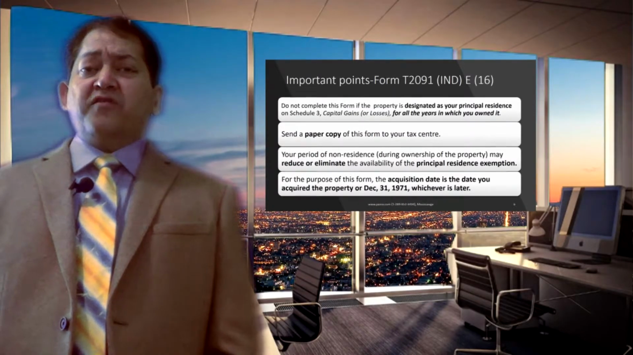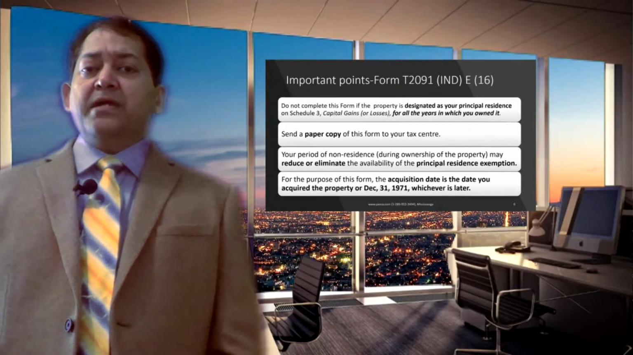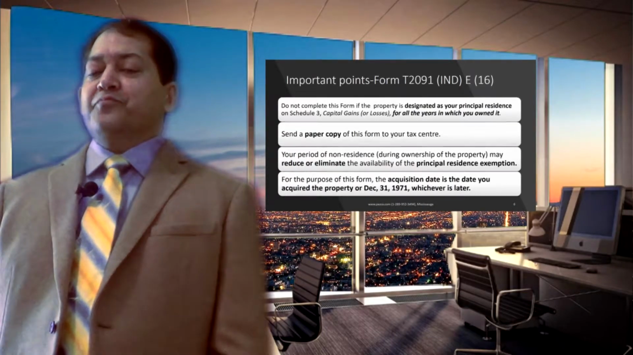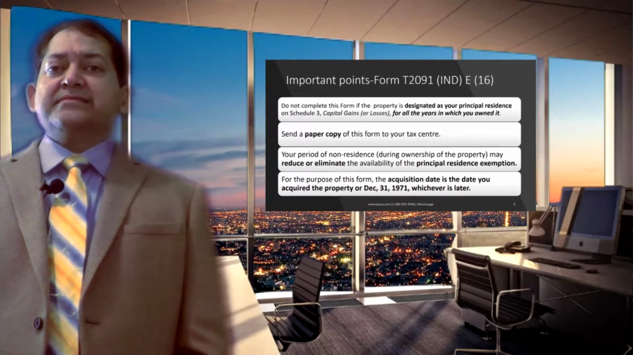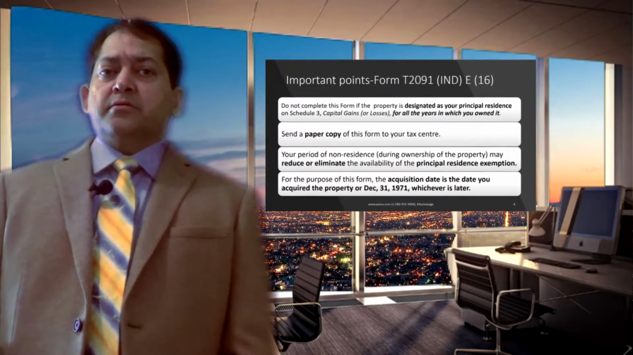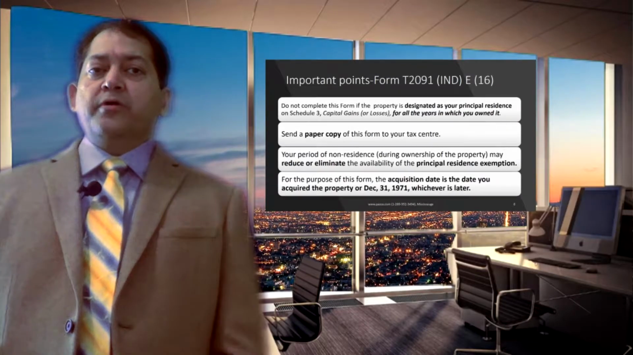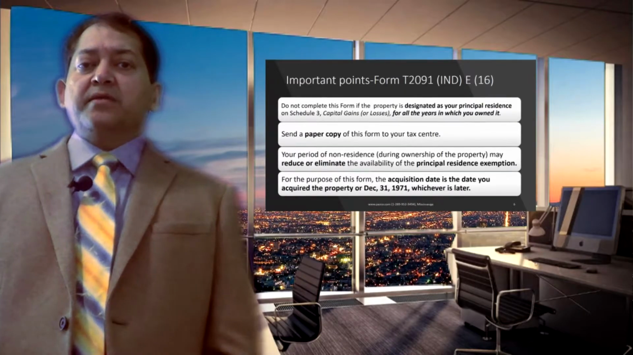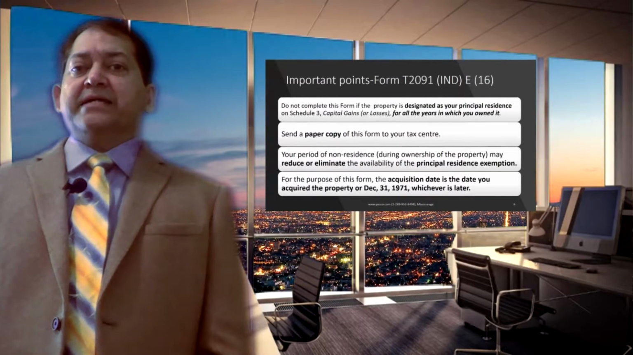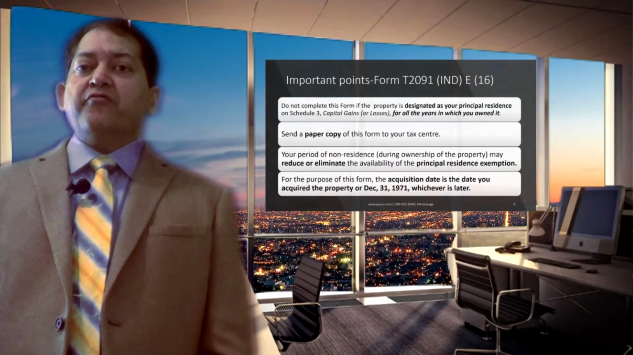Then your period of non-residence during ownership of the property may reduce or eliminate the availability of the principal residence exemption. So in this case, you need to contact CRA to determine the exemption limit available to you. And finally, for the purpose of this form, the acquisition date is the date you acquired the property, or December 31st, 1971, whichever is later.